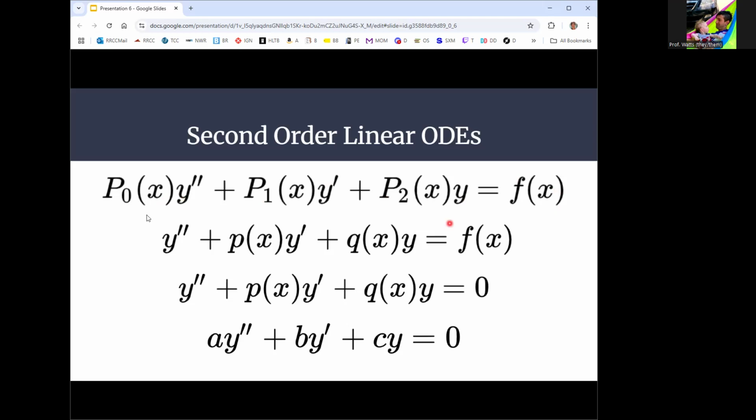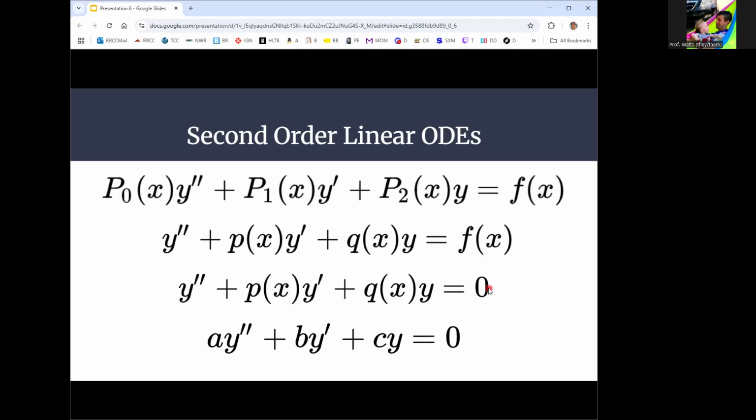Now, you might also see other forms of this, and I think the author does this as well, dividing everything by that leading coefficient function, P0, and then just having y double prime by itself as a term. And then P of x for the function in front of y prime and Q of x in front of y, and then still using f. And then, of course, that's the non-homogeneous form of the linear second order ordinary differential equation. Going to homogeneous form is the same idea as first order, where the forcing function is 0.